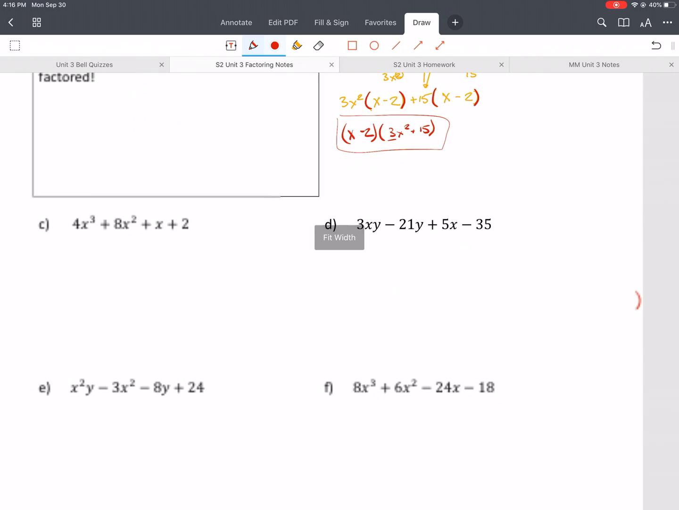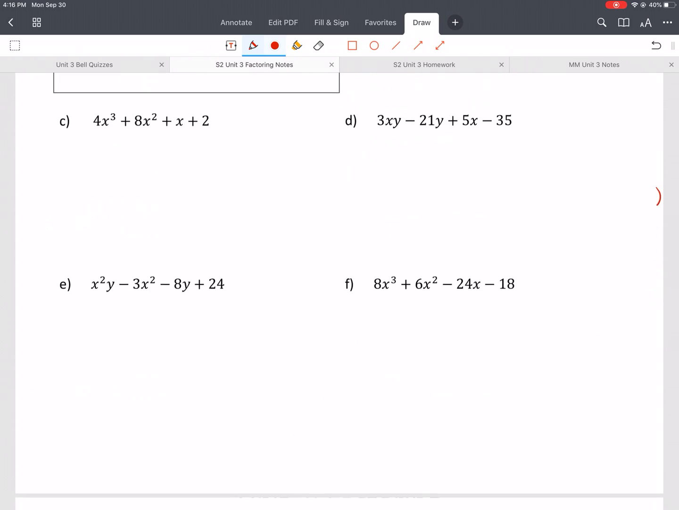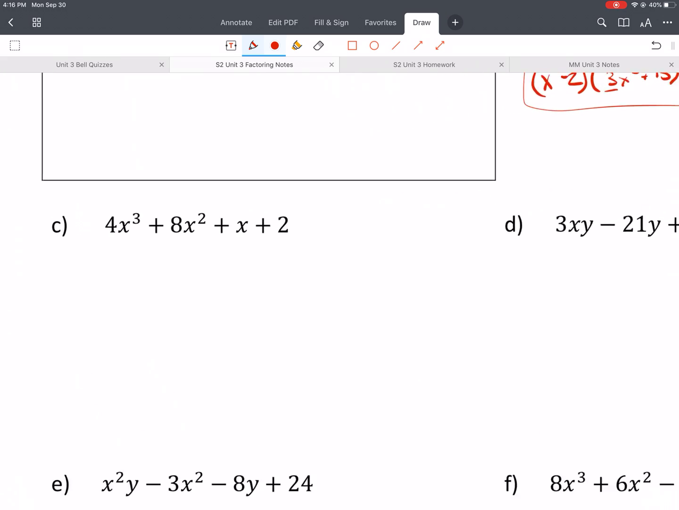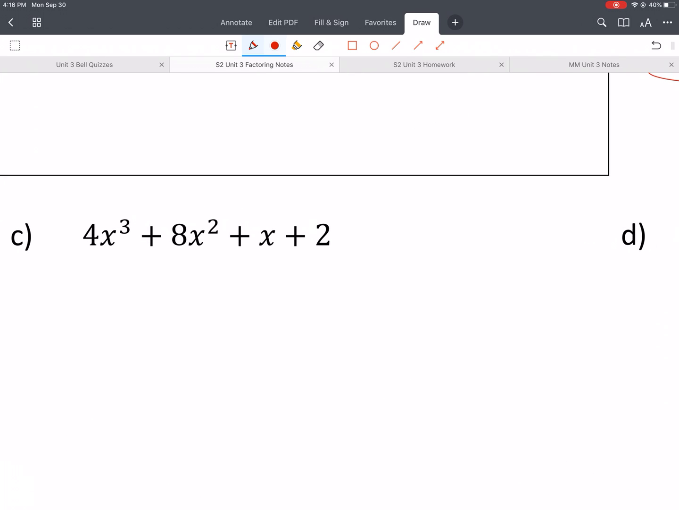All right, so pause and see if you can do some of these by yourself. I'm going to go over all of them, but it'd be nice if you could try it by yourself. Okay, cut it in half, GCF.